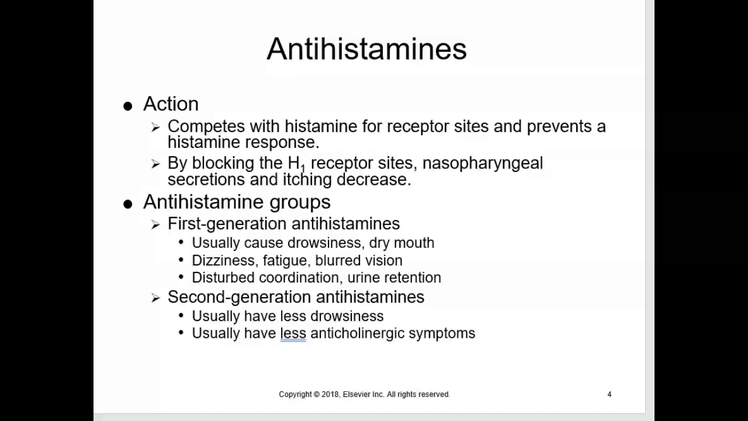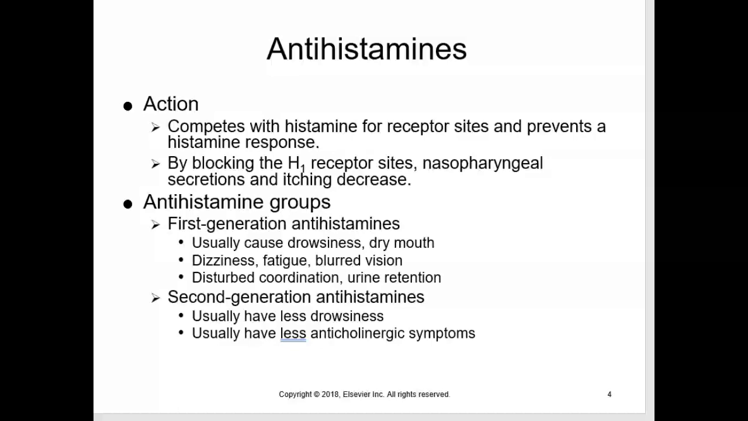So if histamine is part of the cause of the signs and symptoms that are unpleasant for a person with an upper respiratory disorder, an antihistamine can be the answer to helping relieve those symptoms. Antihistamines are also known as H1 blockers or H1 antagonists, and there are H1 and H2 receptors. We're only going to talk about H1 receptors in this lecture. Antihistamines decrease nasopharyngeal secretions by blocking the H1 receptor. The job of the antihistamine is to block that H1 receptor that histamine would normally bind to and cause the signs and symptoms that are unpleasant for the patient.